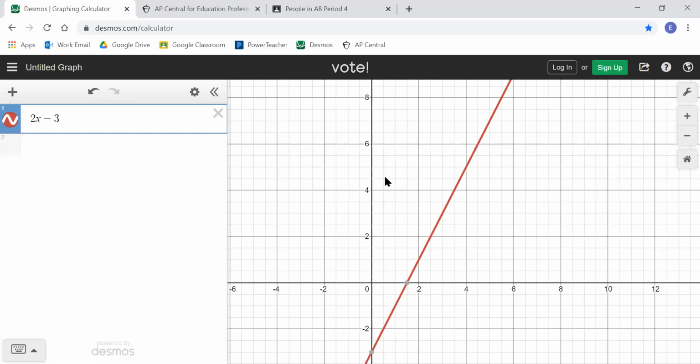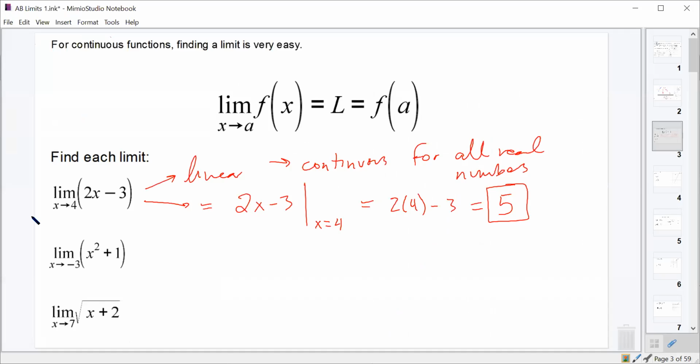I could pick 5.0000000000000000000000000000001, and I could get that close to 5 by picking a number that was just a tiny bit more than 4. Okay, everybody good there? Spectacular. Okay, cool. Well, then let's think about this next one.